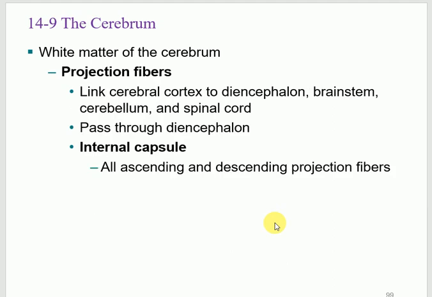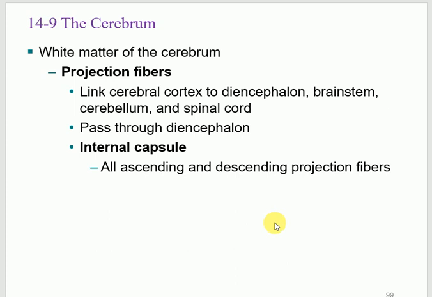Last one is projection fibers. These are connecting the cerebrum above with the structures underneath: diencephalon, brainstem, spinal cord. It's going down, leaving the whole cerebrum and moving down. So these link from the cortex here and go down to the diencephalon, the brainstem, the cerebellum, the spinal cord, everything under the cerebrum. These fibers are not scattered. They are grouped together, and together we call them the internal capsule.